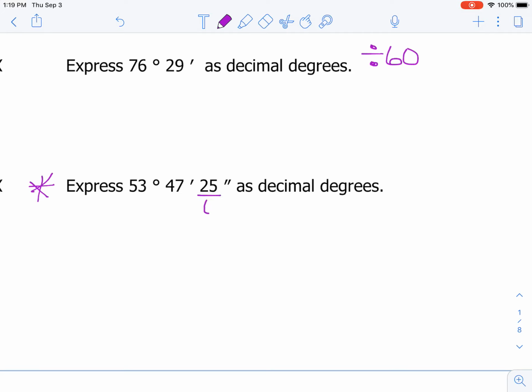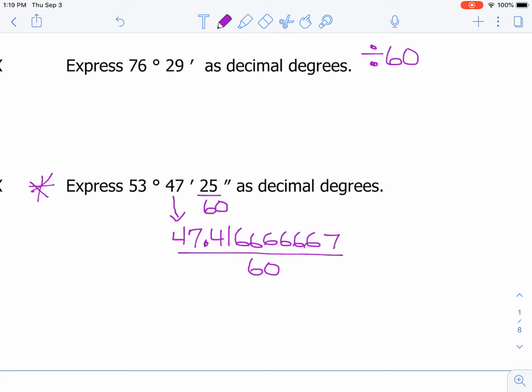We're going to take this 25 and divide it by 60. 8.41, a whole bunch of 6s, 1, 2, 3, 4, 5, 6, and a 7. And then, like I said, it's almost the exact reverse process. We're going to stick that 47 onto the front. Instead of taking it off, we're going to be sticking it on. So then we're going to divide all of that by 60.